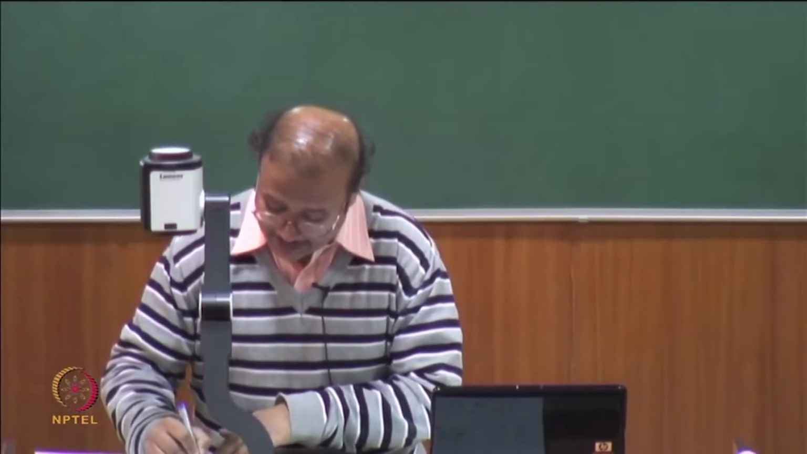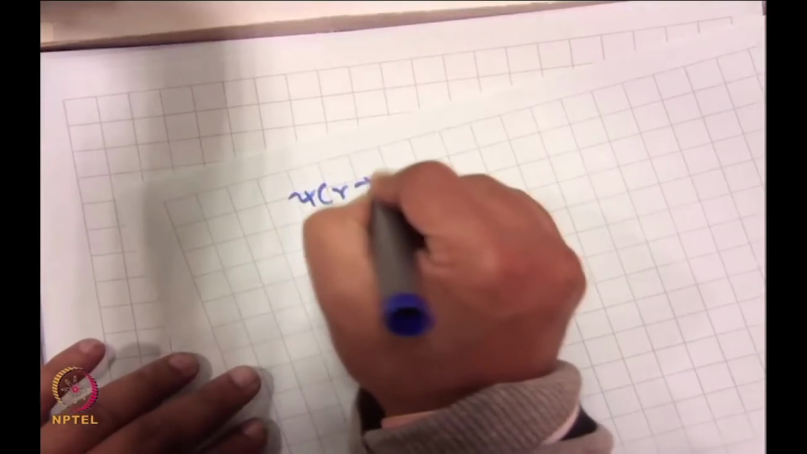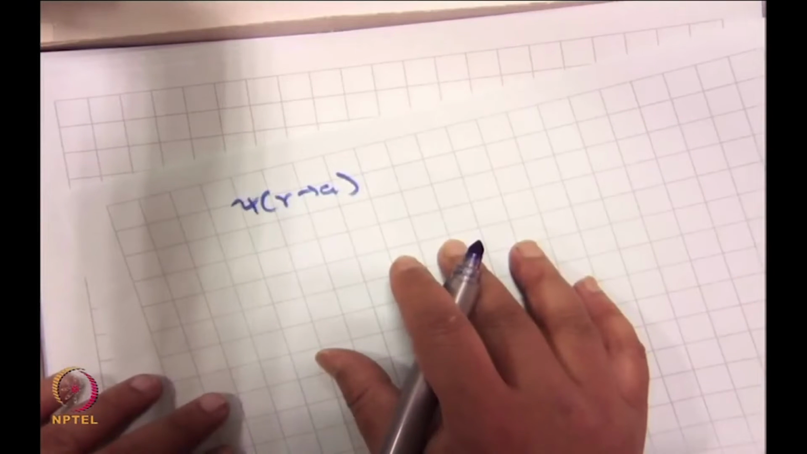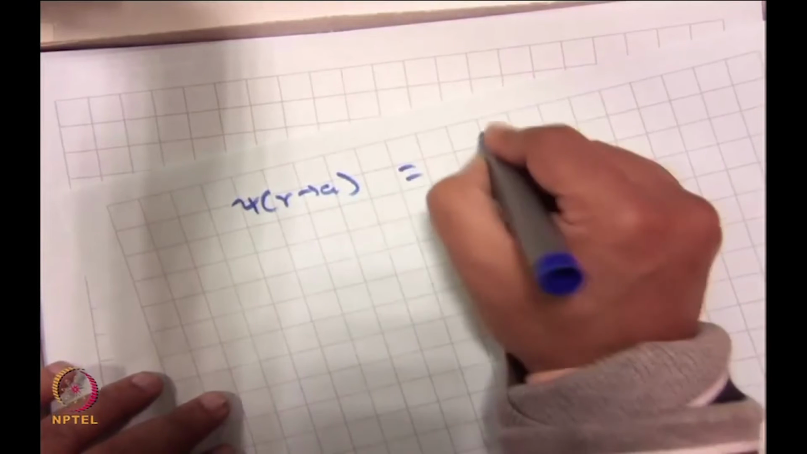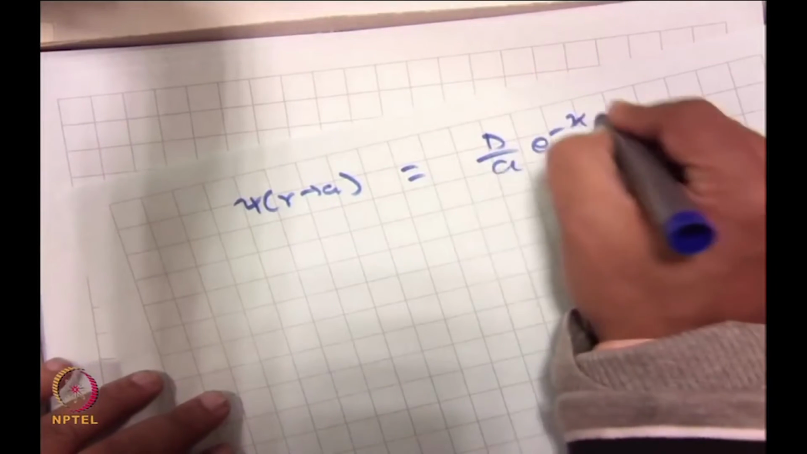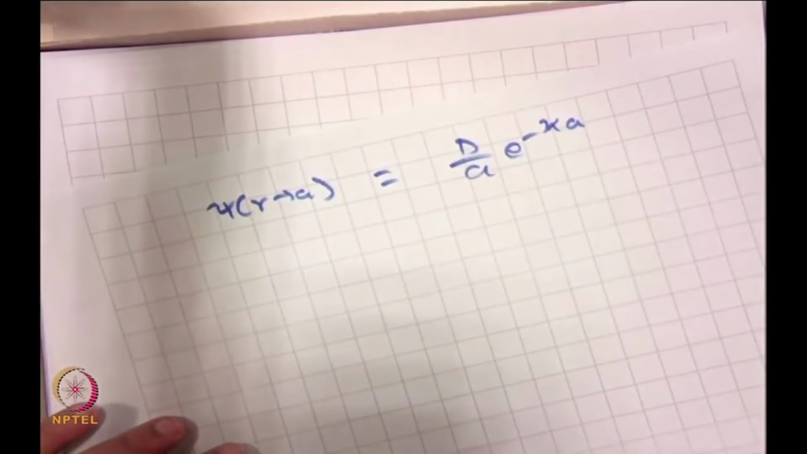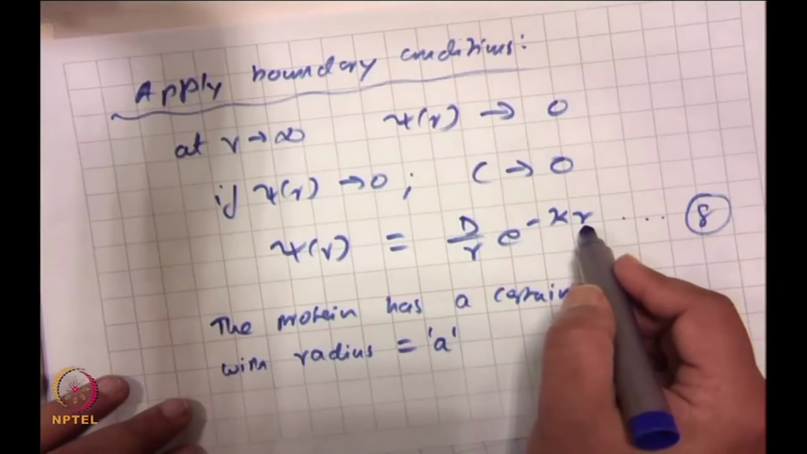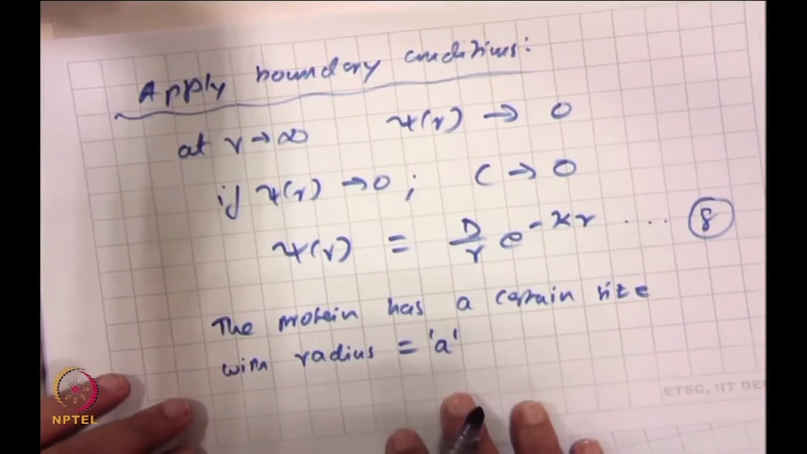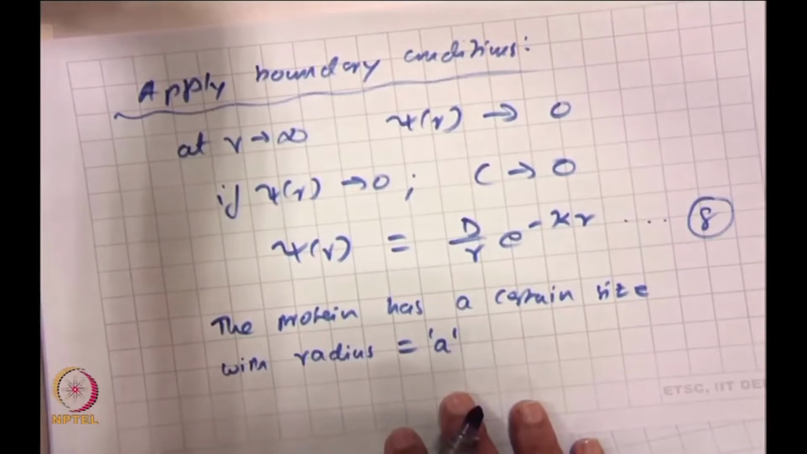at r tends to a, I have psi of r equal to d by a e to the minus kappa a, right. I just took it from equation number 8. See, I just put in r tends to a, that is it. I do not want to put r tends to 0. Why? Because I do not want to consider it as a point charge. I am considering it as a spherical particle which is having a certain radius a, does not matter what it is. It might be 10 angstroms, 20 angstroms, whatever it is, right, or 1 nanometer, 2 nanometer, whatever.